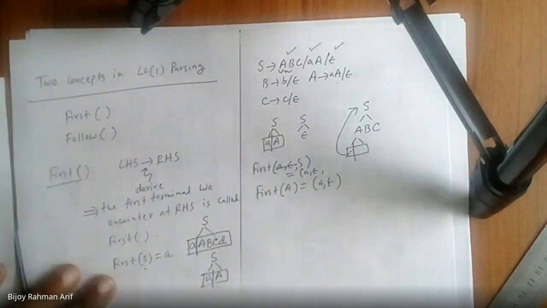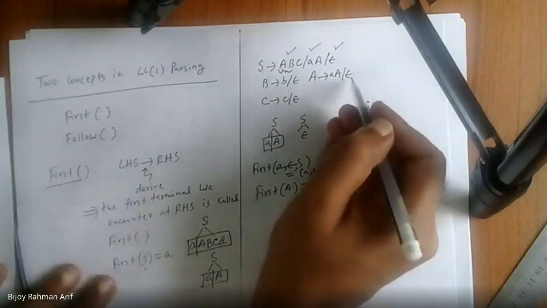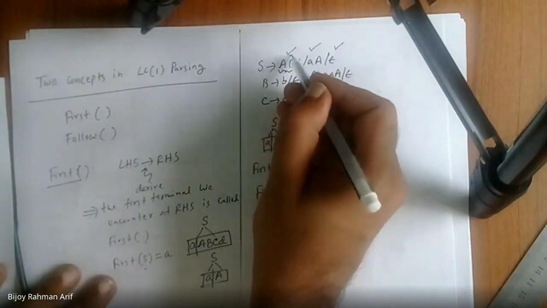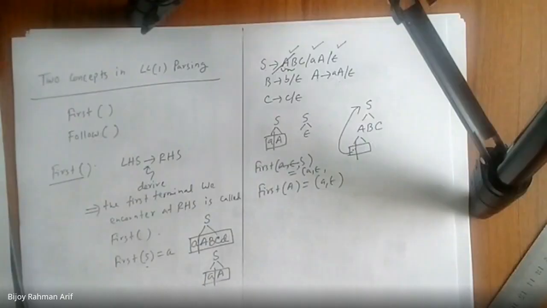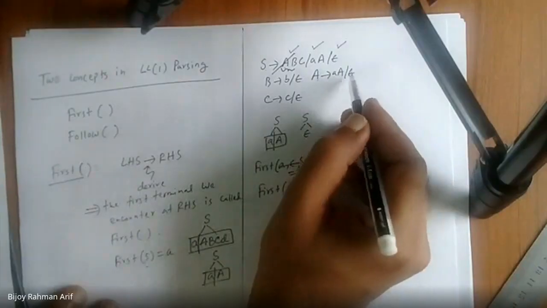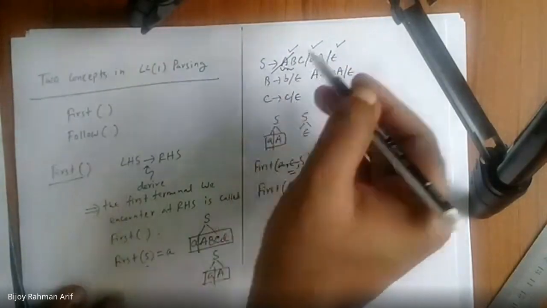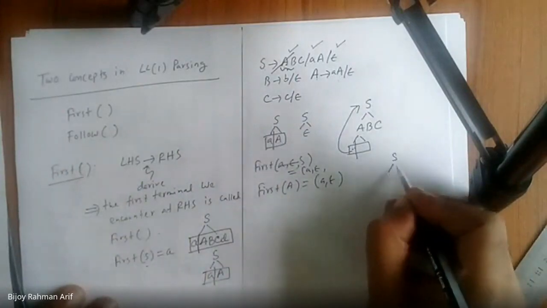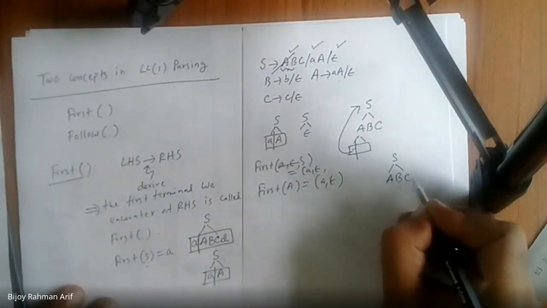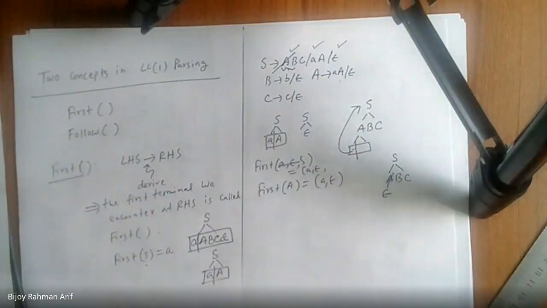So if you now put this epsilon, then what happened? This A would be vanished. Am I right? Yes, sir. Which one is going to be exposed? Capital B. If you put epsilon over here, then this A is vanished and B is exposed. So S derives ABC, then this A is getting epsilon, so it is vanished from counting. So we then get capital B.